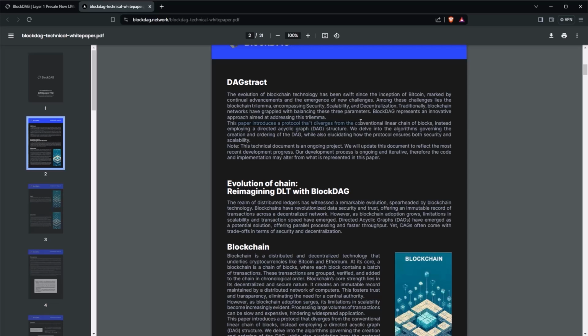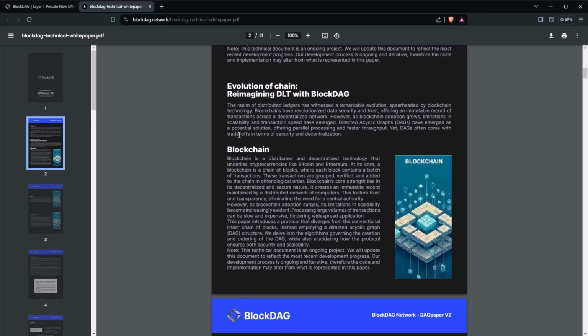This paper introduces the protocol that diverges from conventional linear chains of blocks, instead employing a directed acyclic graph, a DAG structure. We delve into the algorithms governing the creation and ordering of the DAG, while also elucidating how the protocol ensures both security and scalability.